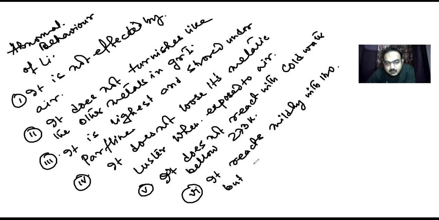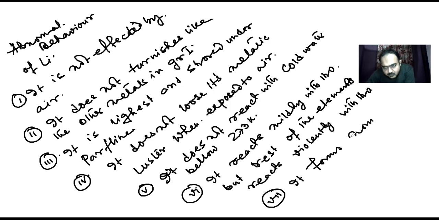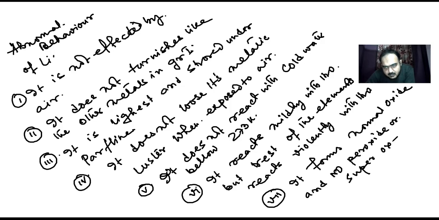but the rest of the elements react violently with water. Number 7, it forms normal oxide and no peroxide or superoxide.